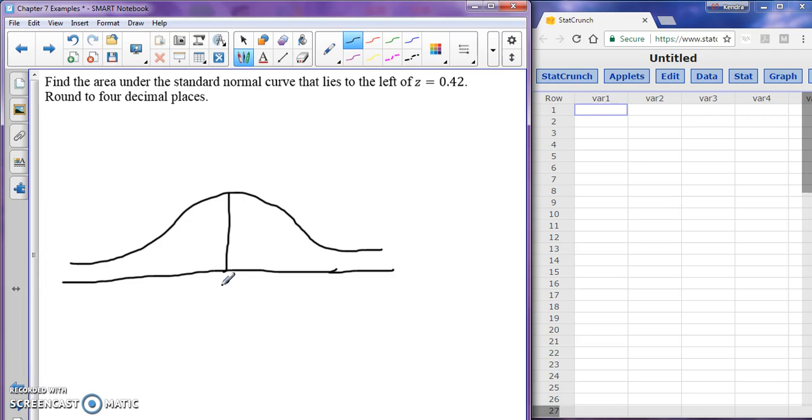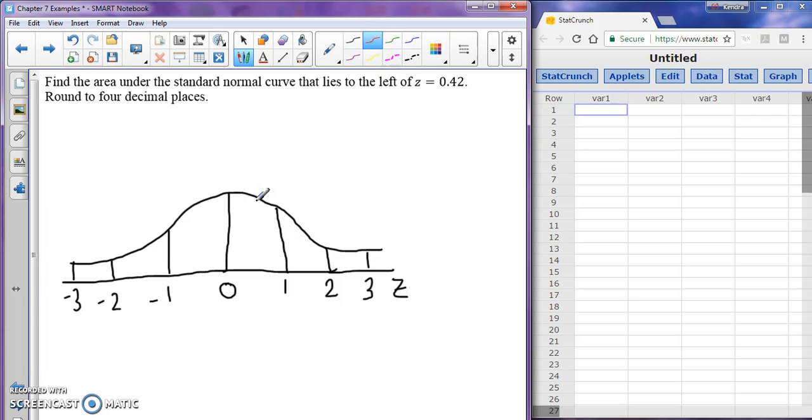So we're looking at the same curve. In the middle was the mean, or in the case of z-scores, 0. I'm going to put a little z here to remind me that I'm working with z-scores. And then we went over 1, 2, 3 standard deviations, which are z-scores of 1, 2, and 3, and then negative, so we're below the mean, which gives us negative z-scores. And here we're looking at the area, which is equivalent to saying the probability, that lies to the left of 0.42.